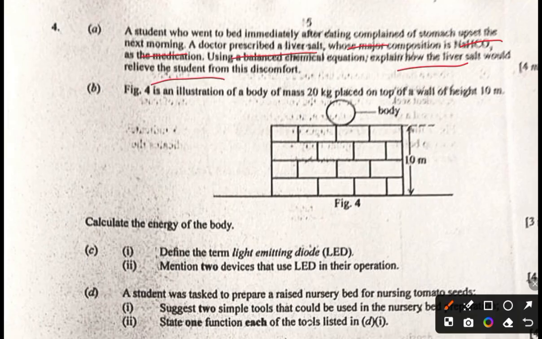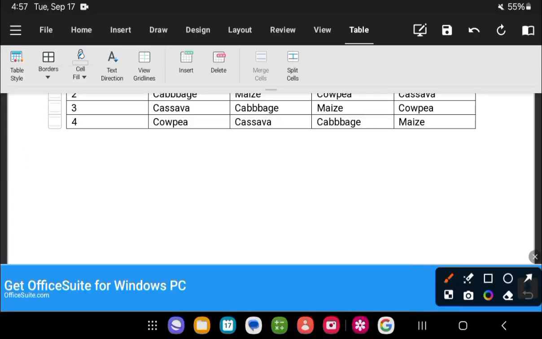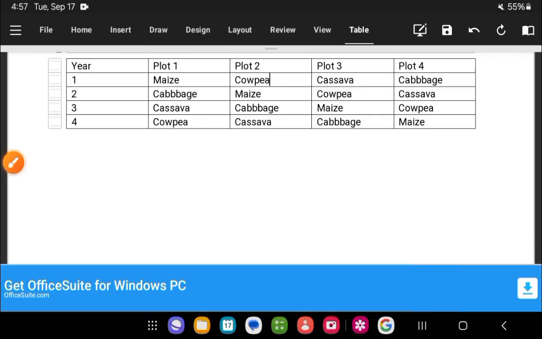So you realize that NaHCO3 you were given. So the question is, what is the other reactant? Now in the stomach, you have an acid called HCl. So you are going to write a balanced equation involving hydrogen chloride and sodium hydrogen trioxocarbonate(IV). So I just need a clear space to be able to write this for you.